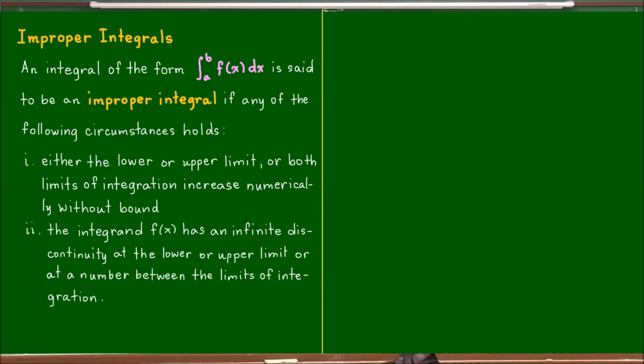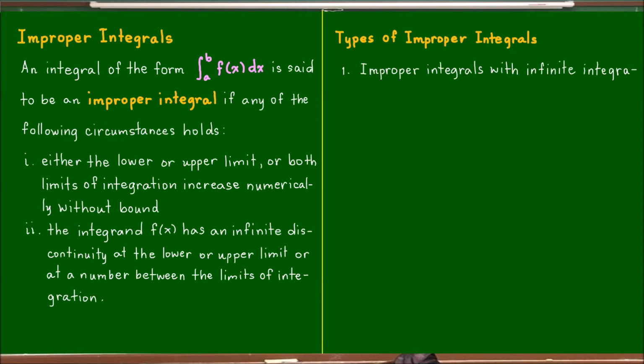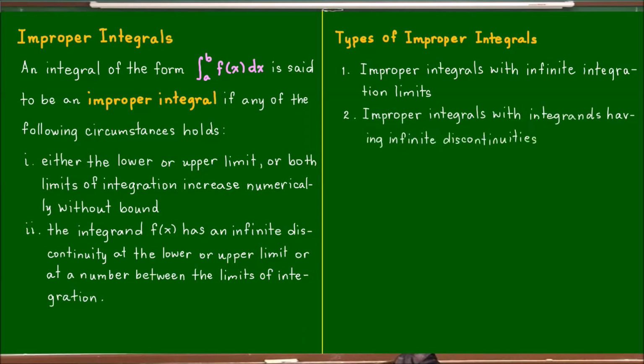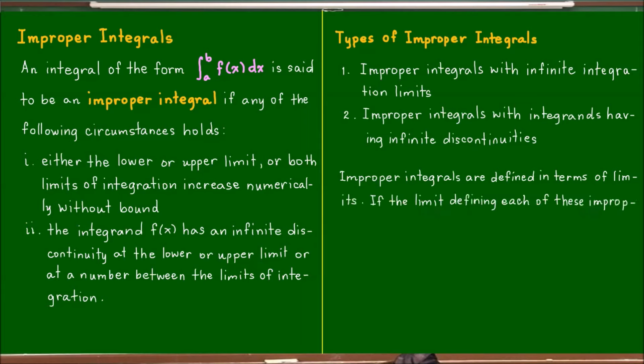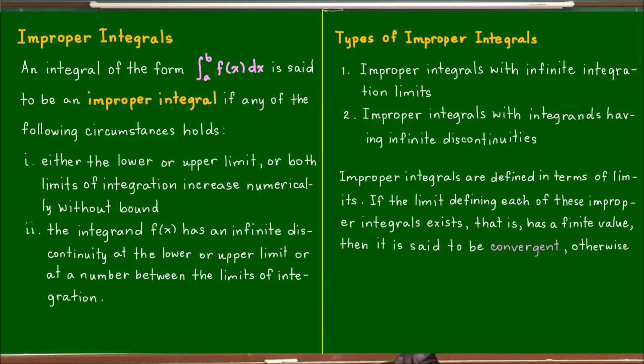This definition gives these two types of improper integrals. First, improper integrals with infinite integration limits. Second, improper integrals with integrands having infinite discontinuities. Improper integrals are defined in terms of limits. If the limit defining each of these improper integrals exists, that is, has a finite value, then it is said to be convergent. Otherwise, it is divergent.